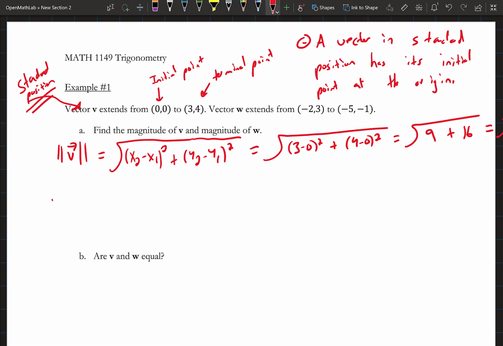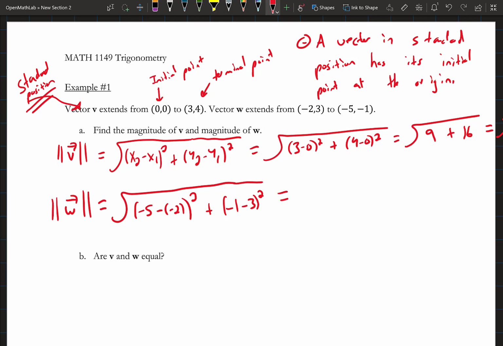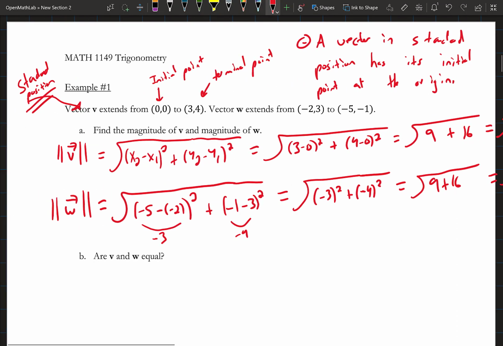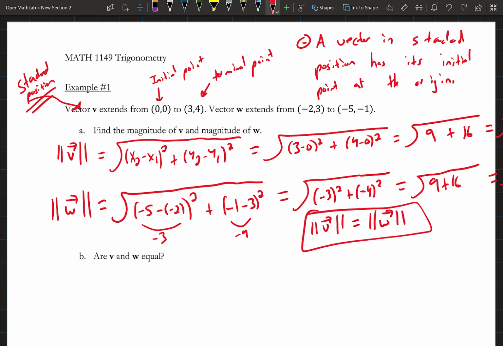Then the magnitude of vector W, which is what I started to write, would be -5 minus -2 squared plus -1 minus 3 quantity squared. So -5 minus -2 is -5 plus 2, so this part inside here would be -3, and this would of course be -4. So we would have the square root of -3 squared plus -4 squared, which equals the square root of 9 plus 16 again, which is equal to the square root of 25, which of course is 5. In other words, the magnitude of V is equal to the magnitude of vector W. They both equal 5.